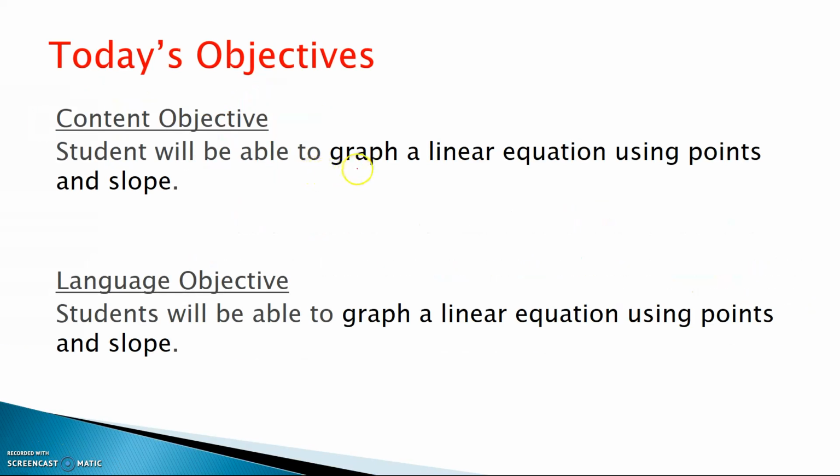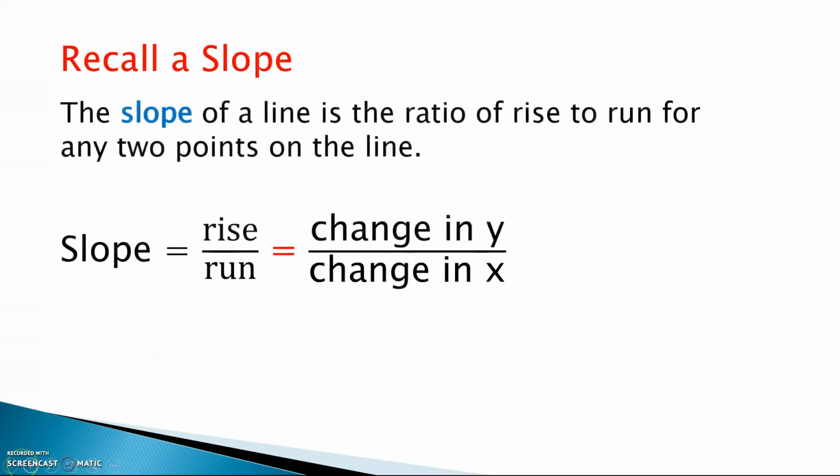So today, what's our objective? Students will be able to graph a line. You're going to be able to graph a line, but this time using points and a slope. We've been talking about slope. We talked about that on Tuesday. And again, language objective. You guys should be able to explain this to anybody that walks in the room. All right, so let's recall slope. We did do that on Tuesday.